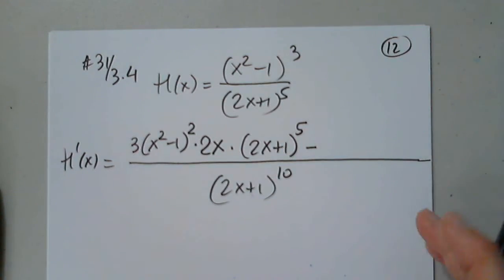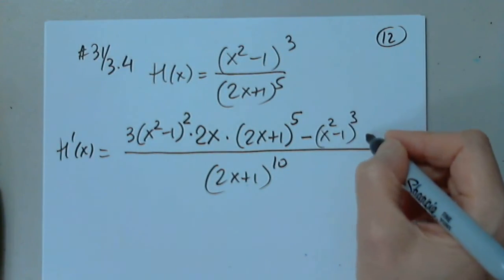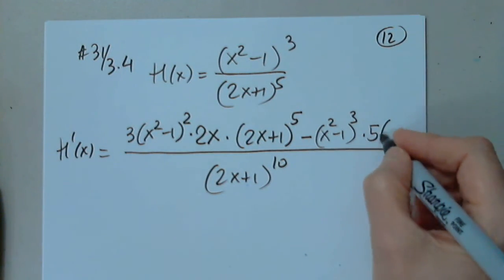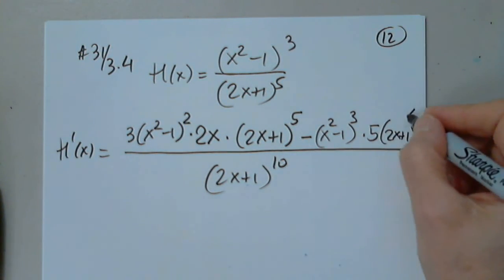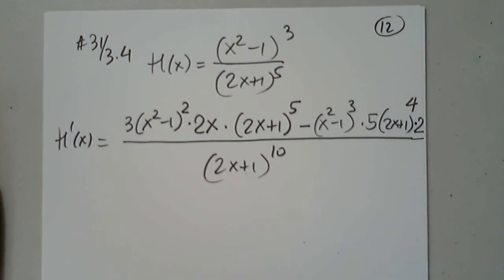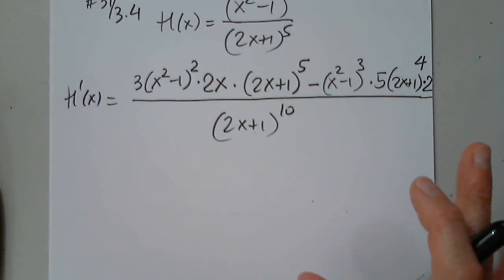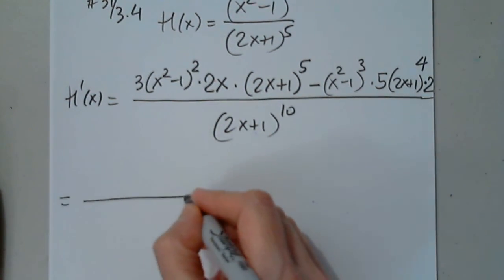Minus, watch me run out of room, (x squared minus 1) to the third times 5(2x plus 1) to the fourth. Yay! I was able to squeeze it in, times the inner function prime. Don't try simplifying. Don't cross out anything. Remember, we have to factor first.